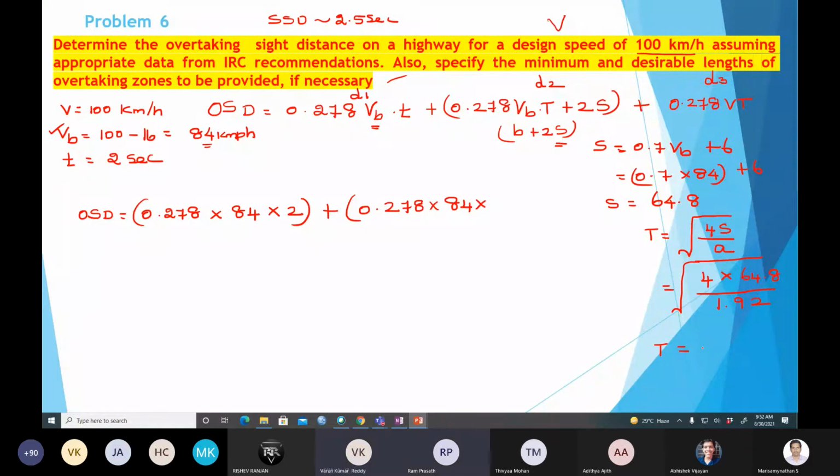Sir, one doubt, sir. Yes. Sir, in the formula you gave, 0.7 VB plus 6, in that is VB's unit meter per second or kilometer per hour, sir? Yeah, this is a spacing. This is in meters. Okay, sir. Okay.